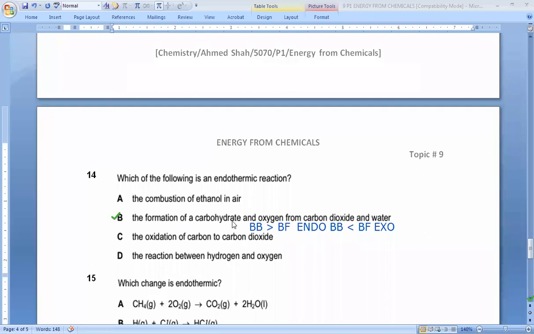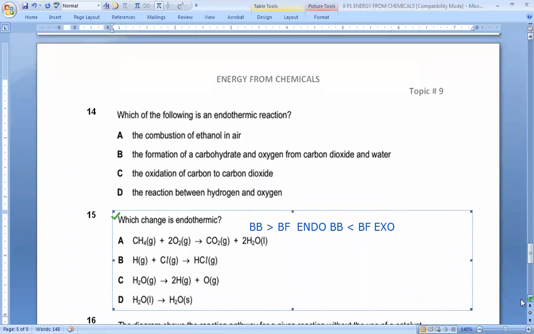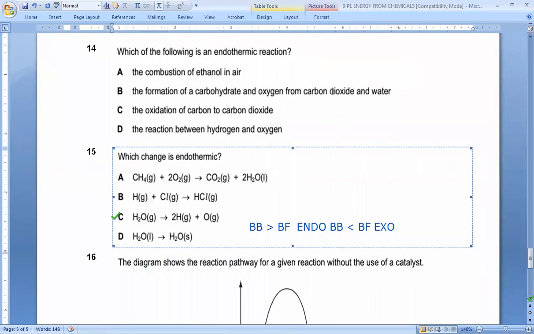Formation of carbohydrate and oxygen from carbon dioxide and water. This absorbs energy, carbohydrate and oxygen from carbon dioxide and water. This is an endothermic reaction. Question number 15. It is the same question as question number 1.